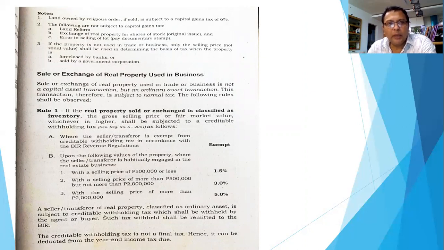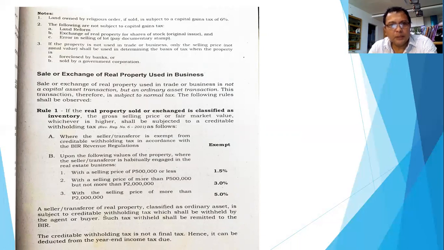So if the land is owned by a religious order, and if it's sold, then it's subject to capital gains tax. The following are not subject to capital gains tax: those under the land reform program, exchange of real property for shares of stock originally issued, and error in sale of lot. Or if the property is not used in trade or business and is foreclosed by the banks or sold to a government corporation, only the selling price, not the zonal value, shall be used in determining the basis of the tax. So there's no zonal value to be considered, only the selling price for foreclosure or sale to the government.